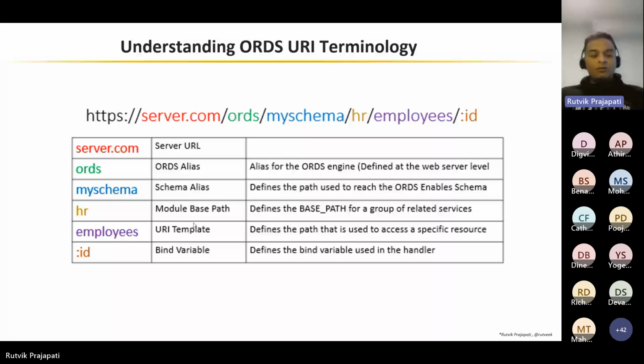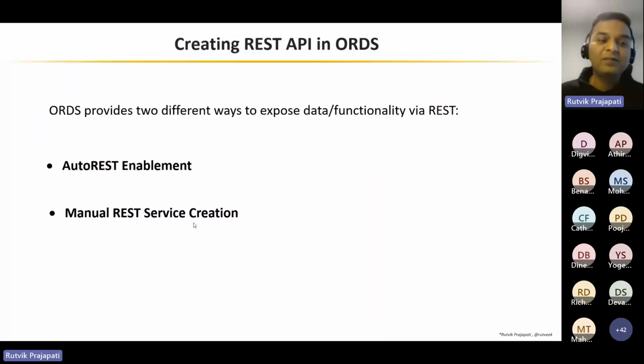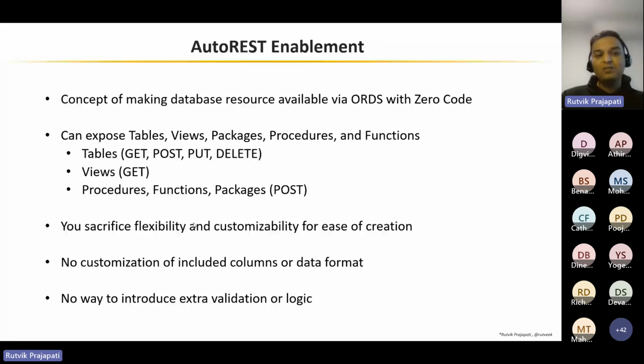All right, so our main topic: how to create REST APIs. As I told you, we have two different ways to create a REST API. First is AutoREST, and second is manual. So let's first quickly understand what AutoREST is. AutoREST is basically the concept of creating REST data using zero code. ORDS provides this functionality. So basically, these are the objects for which you can enable this option.